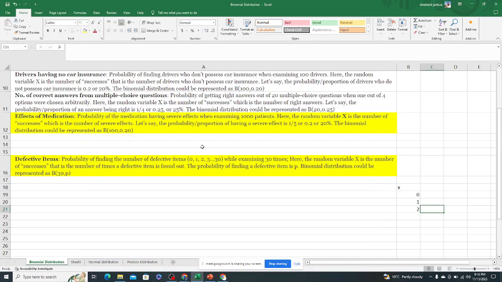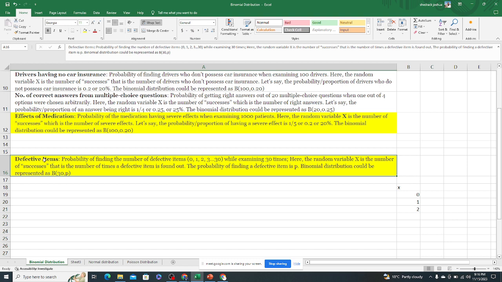That I was almost forgetting. Okay, so we will use this example of defective items. And you can see the probability of finding the number of defective items.